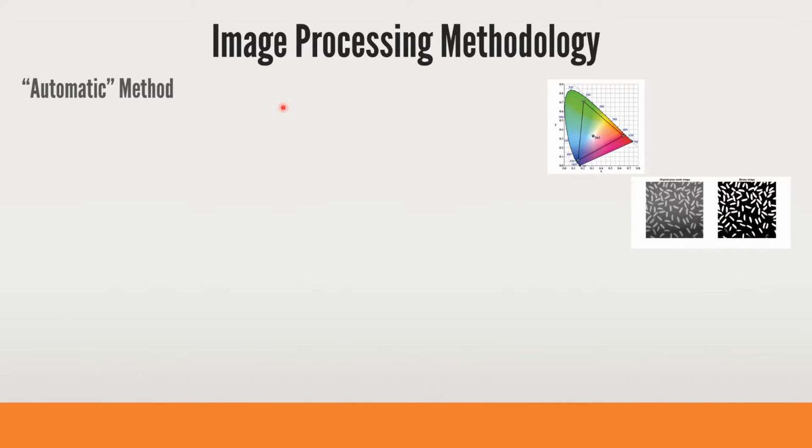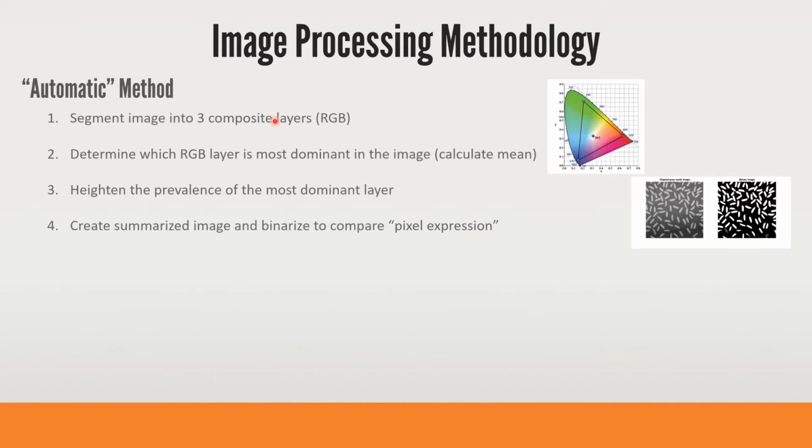I've created two methods that we're going to be using for our image processing. The first is an automatic method, and it requires no user input, right? It just takes the images. It will segment the images into three composite layers, your red, your green, and your blue layer, and then determine which of these RGB layers is the most dominant in the image. It does this by calculating the mean of luminescent values.